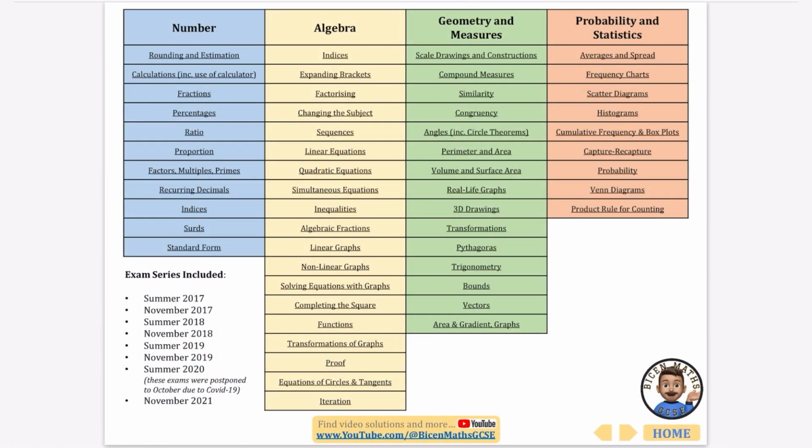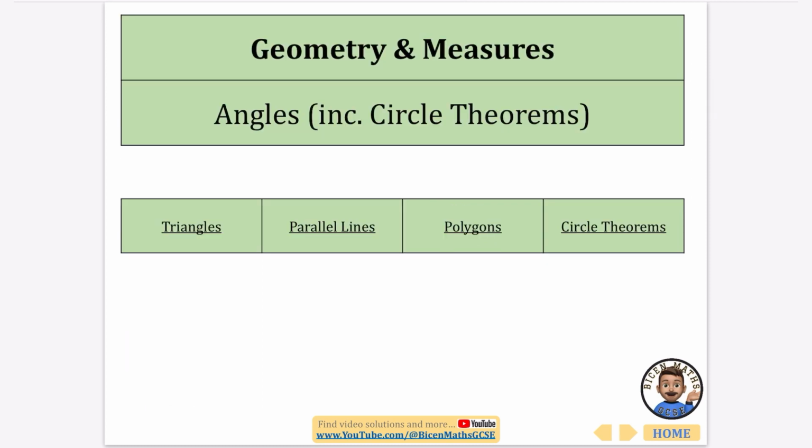Okay, I'm going to be continuing with every exam question that has ever been asked, and I'm going to be looking at angles now, and this is a huge topic, so I'm going to break it down into a few different videos. There'll be one on triangles and parallel lines, one on polygons, and then a big one at the end on circle theorems.